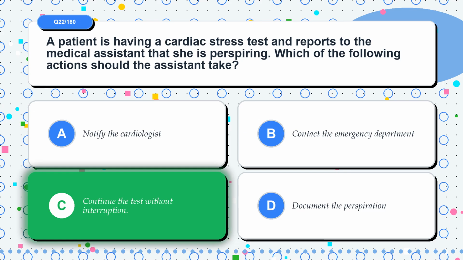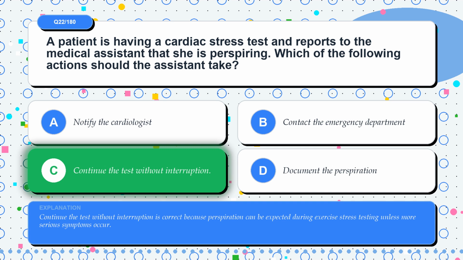The correct answer is option C. Continue the test without interruption. Continue the test without interruption is correct because perspiration can be expected during exercise stress testing unless more serious symptoms occur.